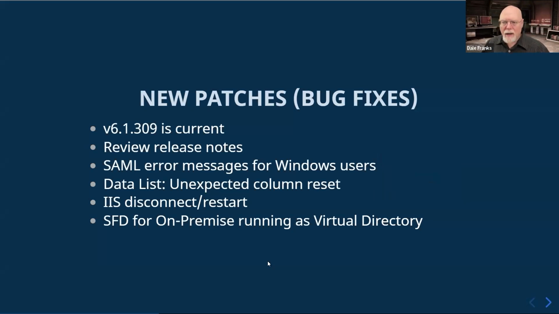Some of the bug fixes, SAML error messages for Windows users. This was kind of a weird one. If you were shown as a Windows user, but you were logging in via SAML, there was a disconnect. Normally, SAML login users are SAML users, not Windows users. So it's an odd configuration, but it was causing an issue that we fixed.